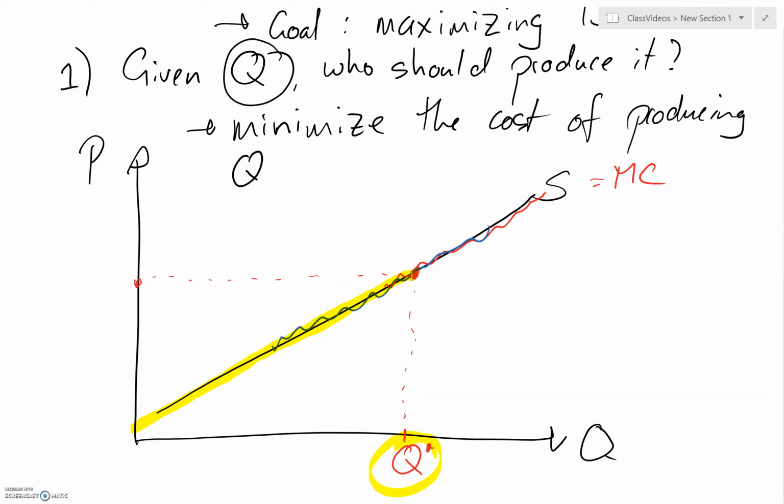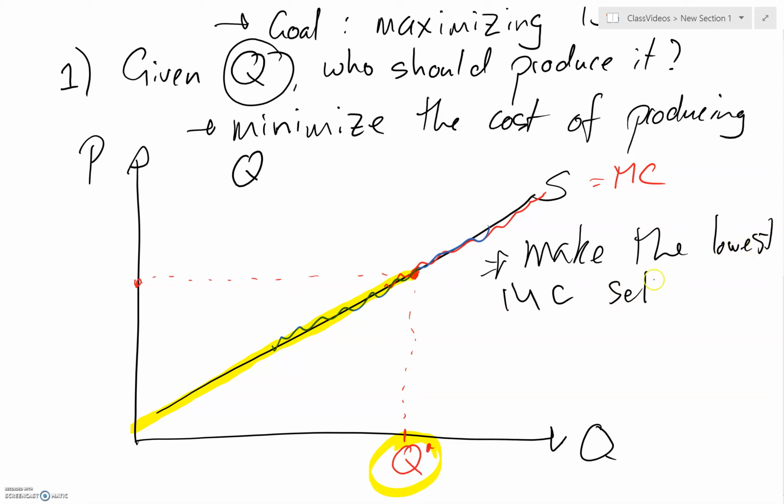Okay, so if we want to produce a particular quantity, and we were this benevolent social planner, what we want to do is make the lowest marginal cost sellers produce it. Okay. And just as a reminder, markets are already doing this, right?